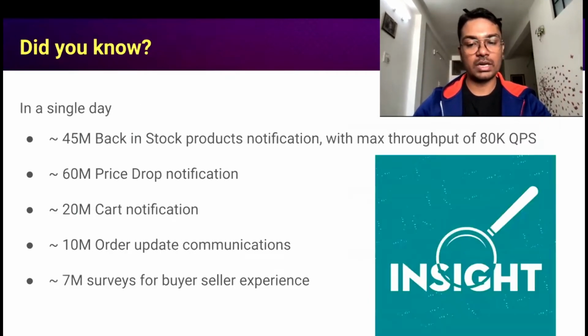Here are some insights about Flipkart traffic. Flipkart triggers approximately 45 million push notifications to users who have clicked the notify me button for products which were out of stock, with a maximum throughput of 80,000 QPS. There are approximately 60 million price drop notifications per day, 20 million push notifications to users who have something in their cart, and 10 million order related communications like email, SMS, and push notifications on a daily basis.